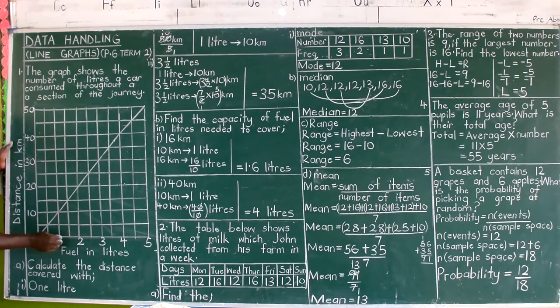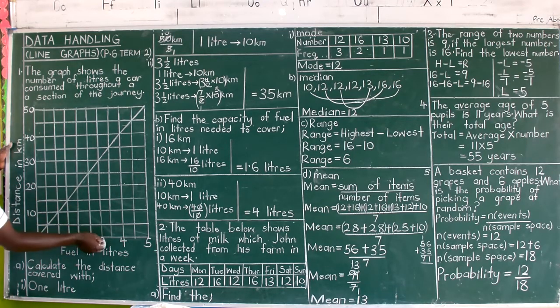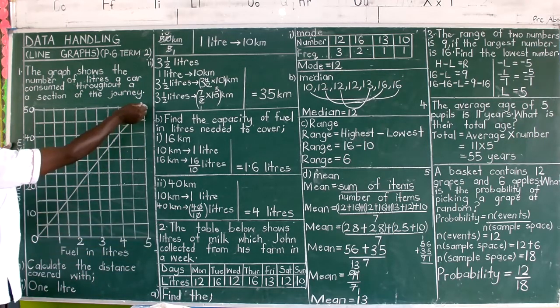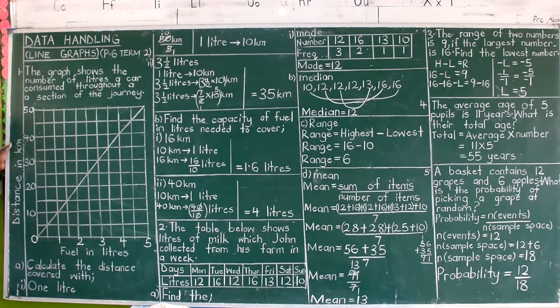So for 1 liter of fuel, you follow a line to the graph. This is the graph. So 1 liter does 10 kilometers. Look, 1 liter does 10 kilometers. That's why 2 liters do 20 kilometers, then 3 liters do 30 kilometers, 4 liters do a journey of 40 kilometers, and 5 liters, of course, do 50 kilometers. So that's how we study.